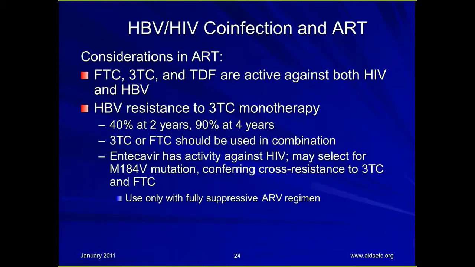But a couple of caveats, and I'm sure you're all aware of it. Do not use lamivudine as monotherapy. Lamivudine works beautifully on the Hep B virus. However, at 1 year, 10 to 20% have developed resistance. By 2 years, 40%, and by 4 years, 90% of patients on lamivudine monotherapy will become resistant. So don't use it as monotherapy. Use it in combination with tenofovir in the form of Truvada.